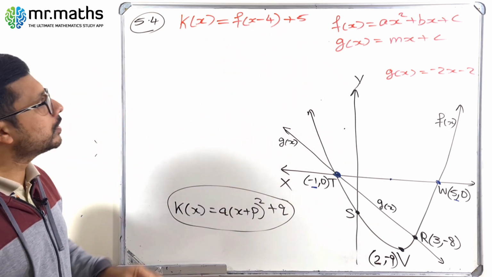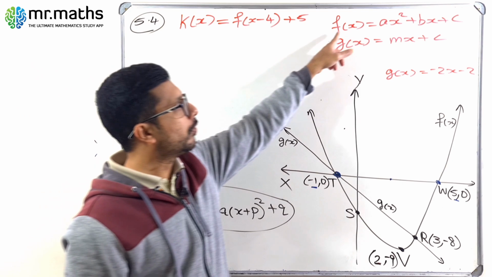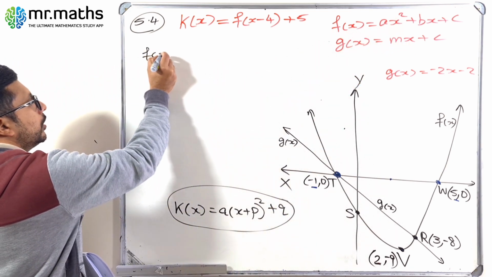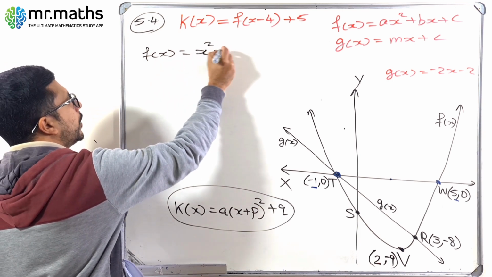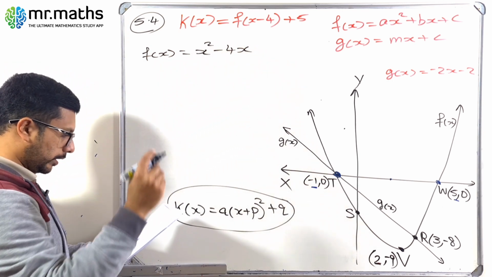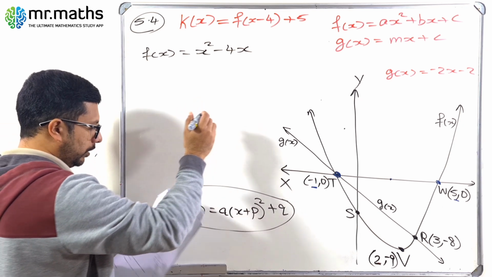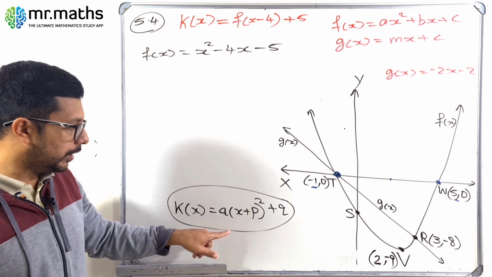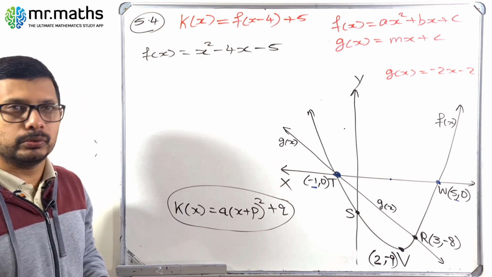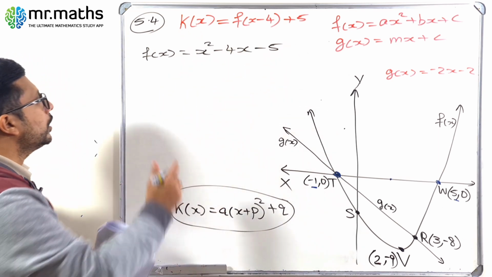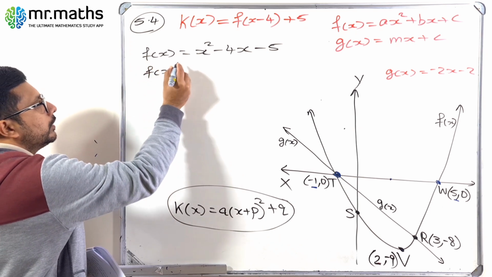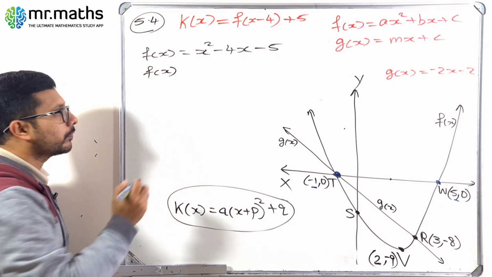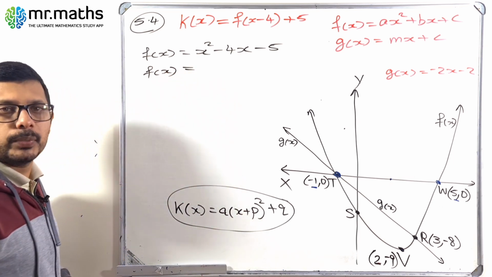First, what I am going to do is this f of x equation. What is the equation of f of x? In the previous question we got f of x equal to x² - 4x - 5. First I am going to write this equation in this format, then I will explain what to do to find k of x. So f of x is equal to, how can you write this equation in this format? Using the completing the square method. You remember that one? Last year you studied the completing the square method.